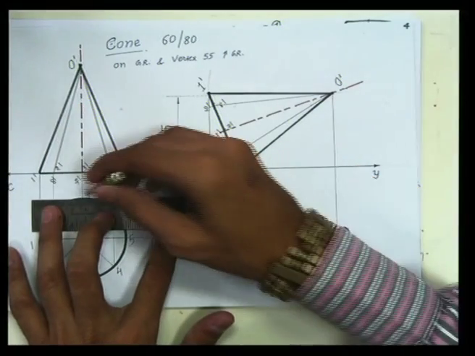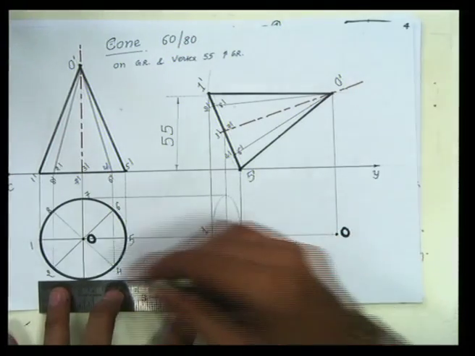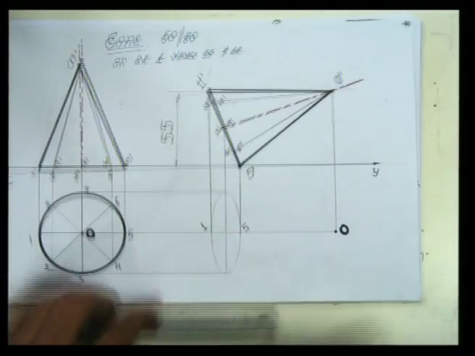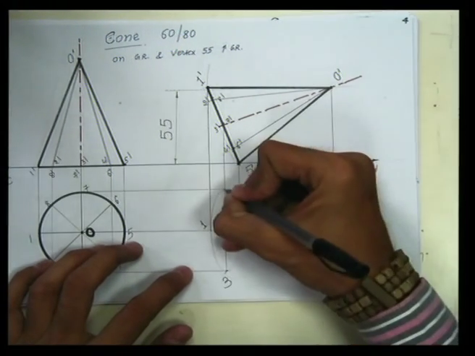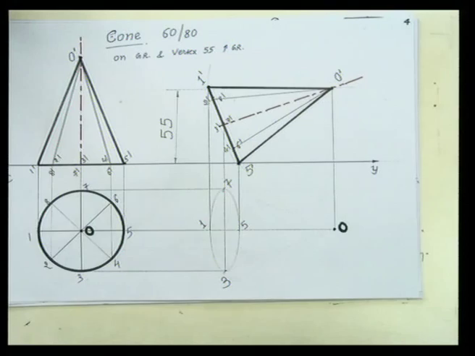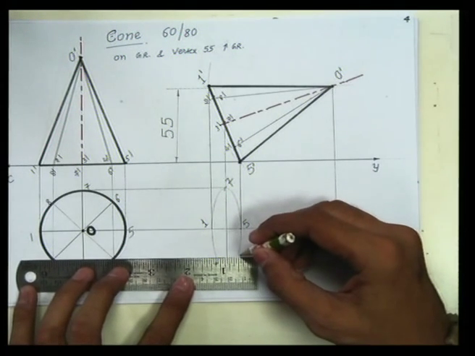Vertical line from point 3 and 5, horizontal line from point 3, 5, 3 and 7. Point 3 is here, right? So point number 3 would be here, point number 7 would be here. Similarly, the points 2 and 4 could be located like this.